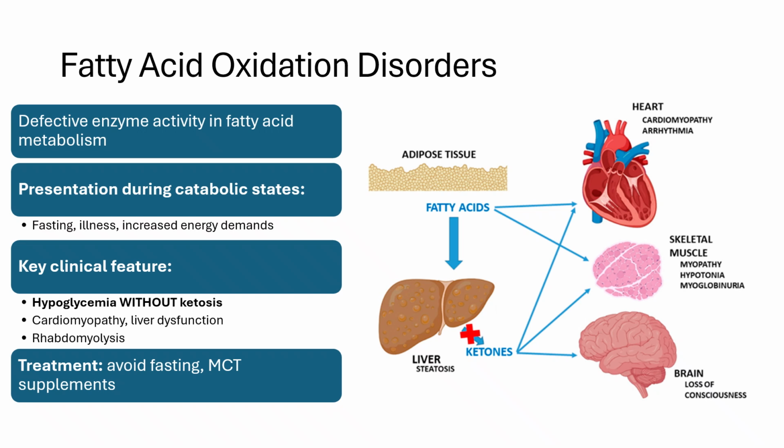This combination should immediately alert you to fatty acid oxidation defects. Normal fasting produces ketones as the liver converts fatty acids to alternative fuel. These infants cannot mobilize fatty acids, so no substrate exists for ketone production. Glucose disappears without the expected metabolic compensation.